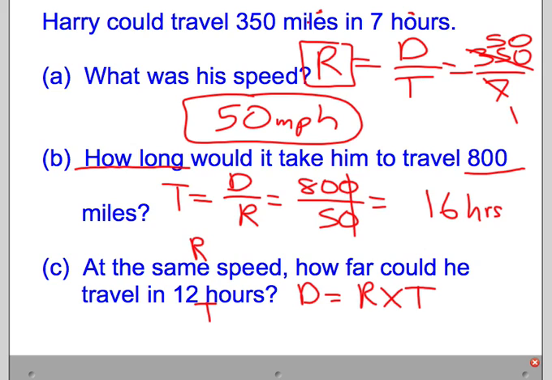So the same rate or the same speed is 50 miles per hour. So 50, not 15, sorry. 50 times 12, that's the hours. And 5 times 12 is 60, so 50 times 12 would be 600 miles.